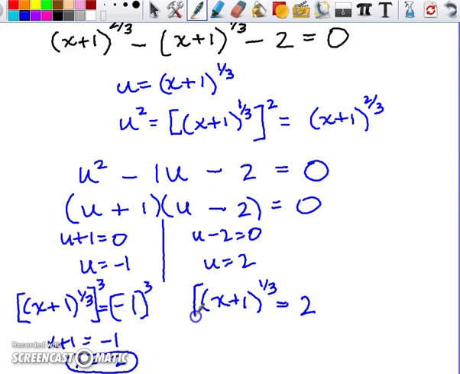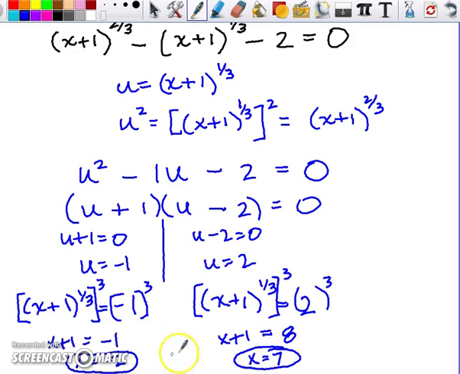On this side, I solve it like the radical equations we learned. We cube both sides. If you remember, 1/3 raised to the third power gives us 1, so we're left with x plus 1 over 2 cubed, which is 8. Subtract 1 from both sides, and we get x is equal to 7. So here are two solutions to this equation.